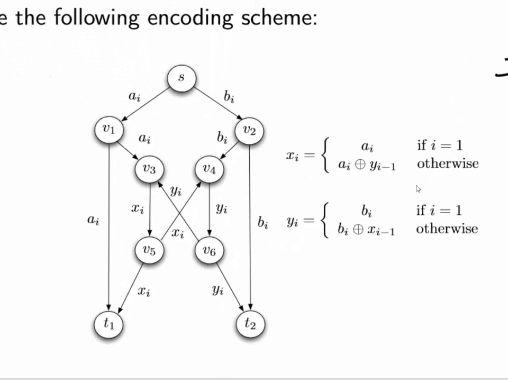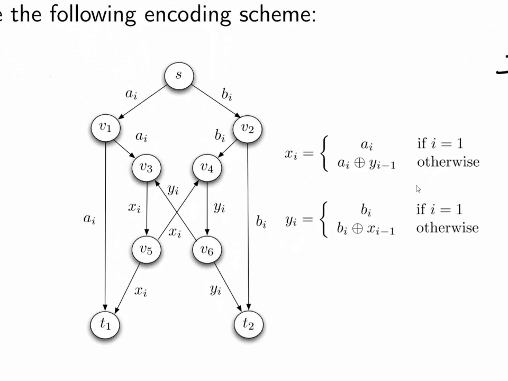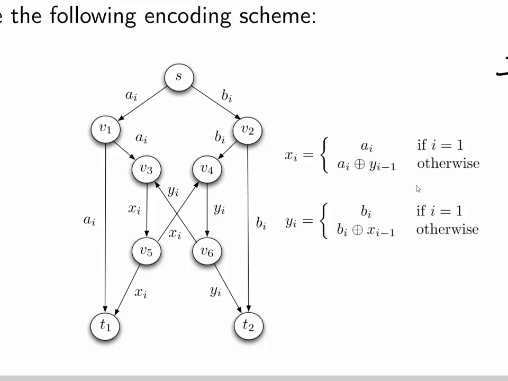The code will perform differently for the first round and for subsequent rounds. So in the first round, we'll see that source node S will send packet A1 over this link to V1, and send packet B1 on the link to V2.